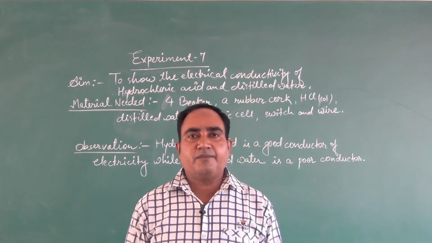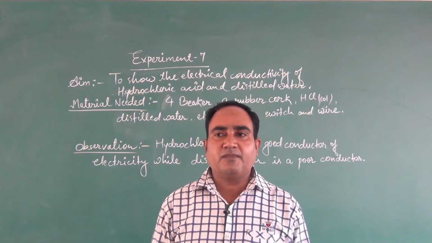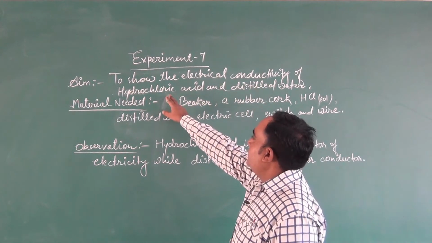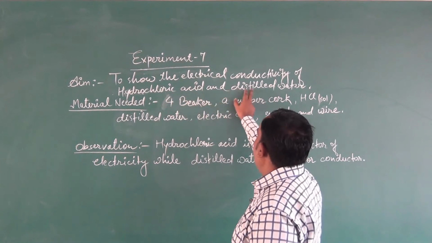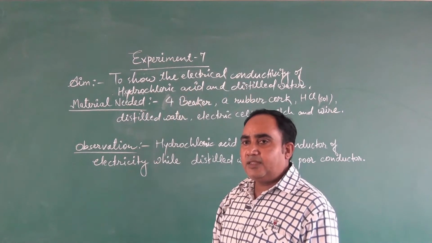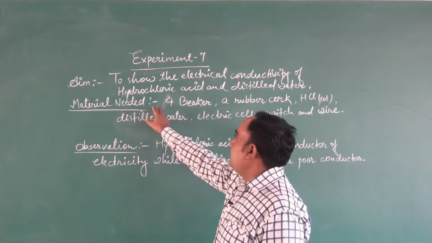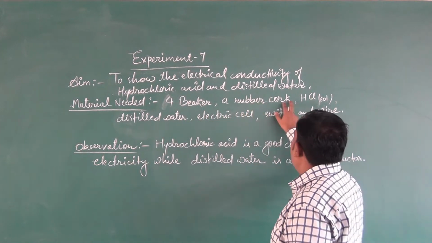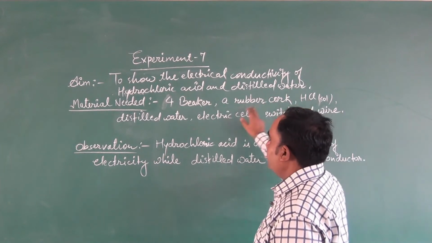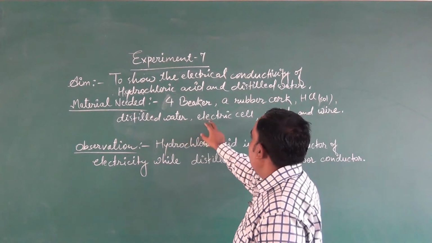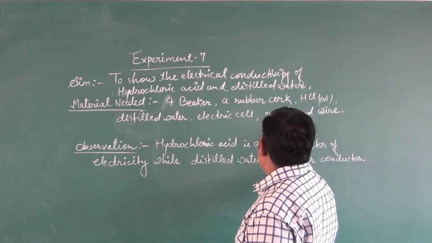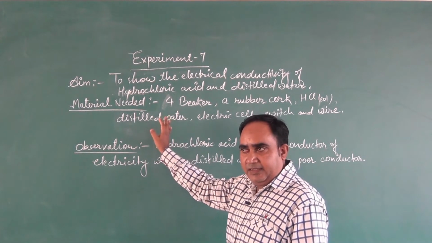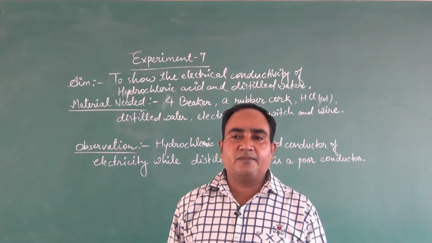So students, today we are going to perform an activity, and the aim of the activity is to show the electrical conductivity of hydrochloric acid and distilled water. For this activity, the materials needed are 4 beakers, a rubber cork, hydrochloric acid solution, distilled water, an electric cell, a switch and wire. These are the materials required for this activity. Now we are going to perform this activity.